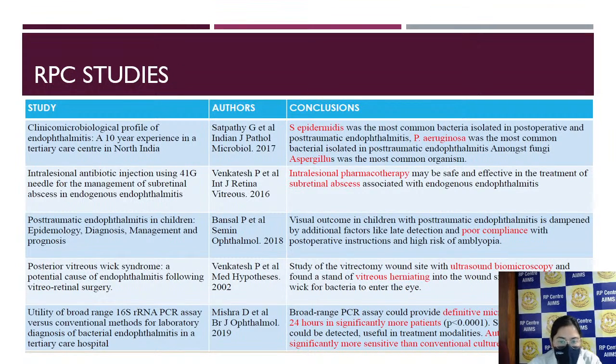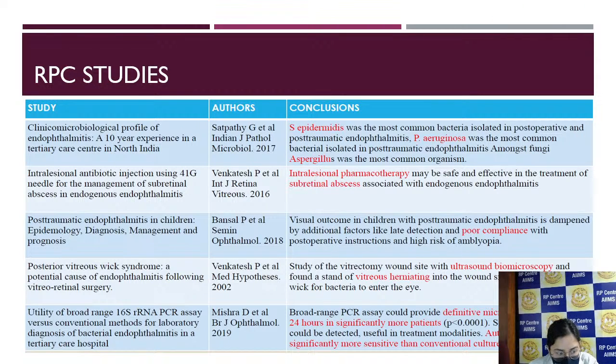These are a few RPC studies on endophthalmitis. The first one shows that Staphylococcus epidermidis, that is coagulase negative Staphylococcus, is the most common bacteria causing endophthalmitis. Pseudomonas aeruginosa was the most common in post-traumatic endophthalmitis, and amongst fungi, Aspergillus was the most common.